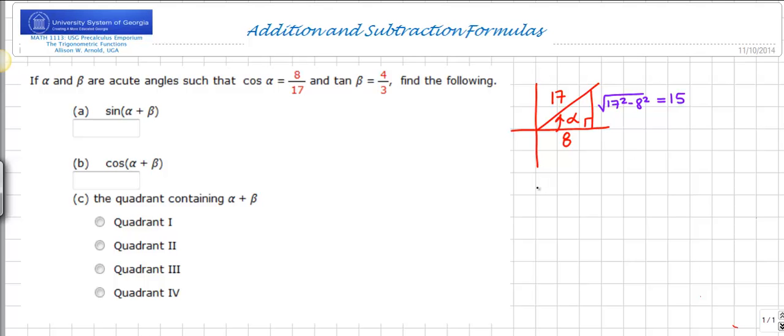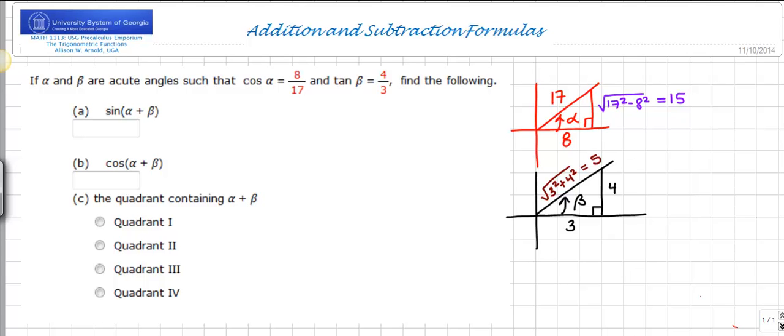All right, now secondly, the angle beta is also in quadrant 1. Beta's tangent value is 4/3, so that's y to x is 4/3. And the Pythagorean theorem here gives us the value 5.